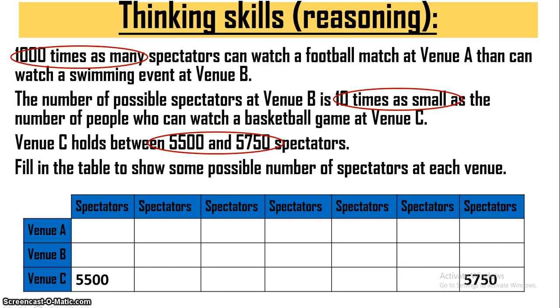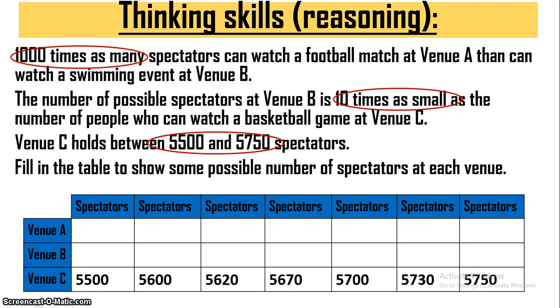Now we have 5 more cells at venue C to fill. Thinking mathematically, remember, it's about thinking and reasoning. The smallest value you can have is 5,500, and the maximum capacity of spectators is 5,750. So you have to fill between these two values. Let's do this. I use 5,600, 5,620, 5,670, 5,700, 5,730. You notice carefully that all the numbers end with 0.